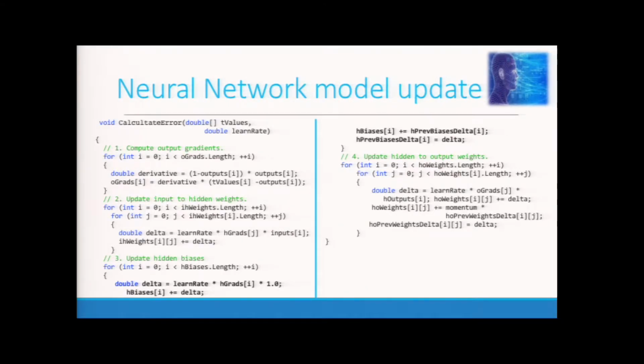This is another code snippet, just to show that the process to calculate the error and apply it is just a series of steps. You calculate the gradient, which is the error between the output and the value that you're looking for, and then you start to update the hidden layers backward from the last one.